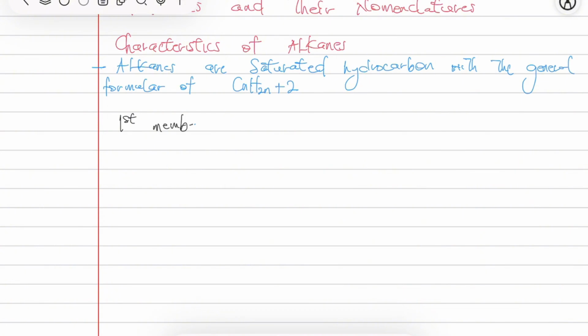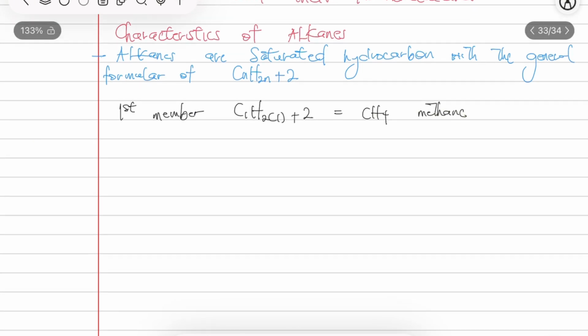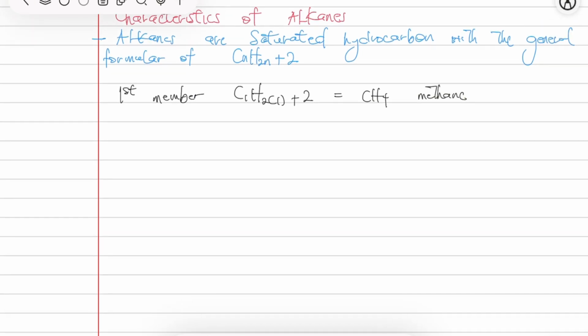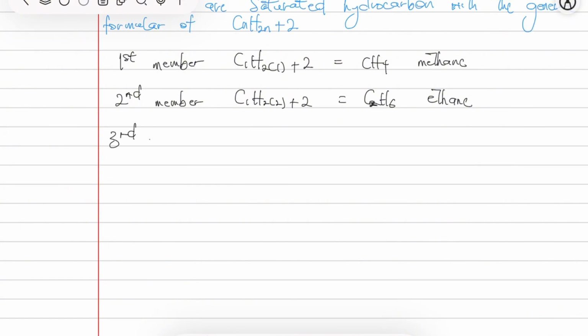From the general formula, the first member is gotten if you substitute the carbon atom to be equal to 1, then you will get the formula CH4, which is methane, meaning that methane is the first member of the alkane family. If you follow the same trend, the second member is C2H6, which is ethane. Then the third member is C3H8, which is propane. The fourth member is C4H10, which is butane.